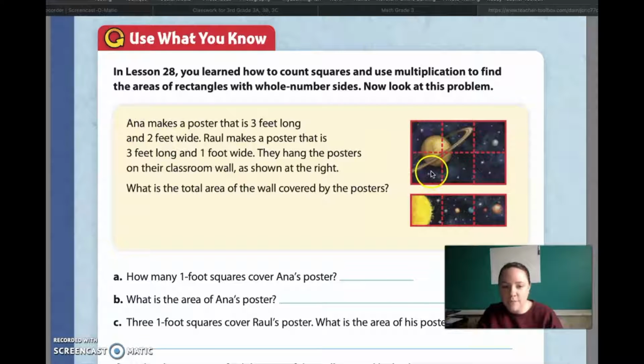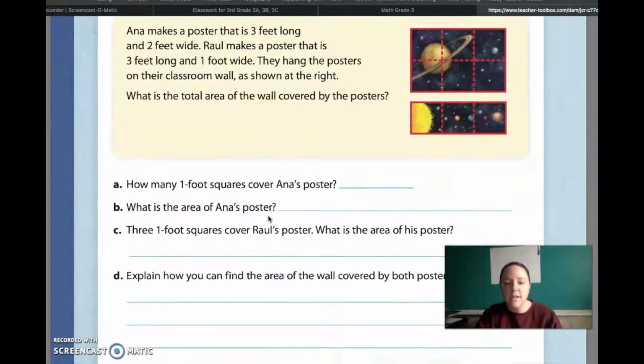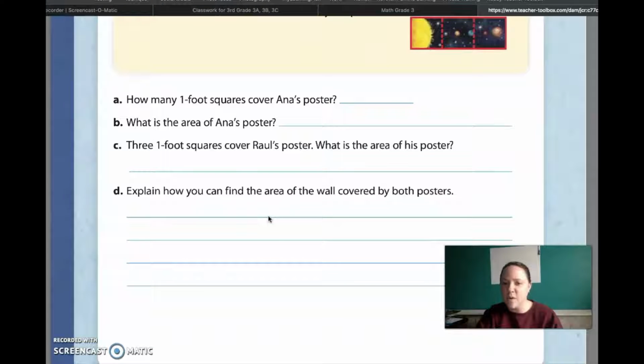So 1, 2. Now, Raul makes a poster that is 3 feet long, 1, 2, 3, and 1 foot wide. So there's only one block here. Okay. It wants to know what is the total area of the wall covered by the posters. So the total, if you remember in class, total means all together. Okay. So now let's look at these answers. And the reason I'm just going through these kind of quickly is I'm doing like an introduction and then we'll get into doing the problem.